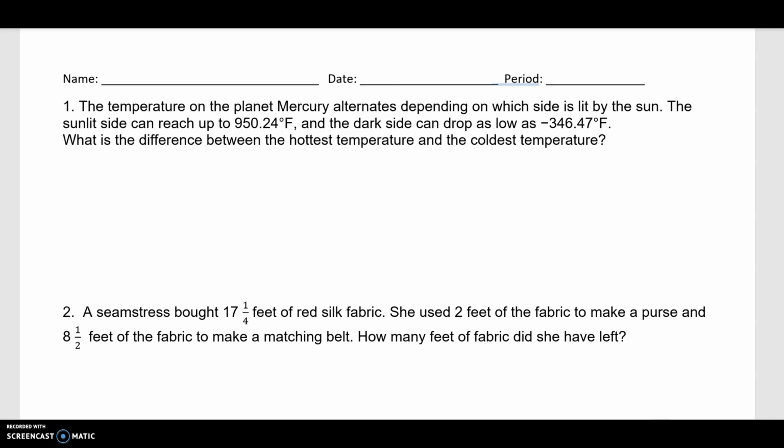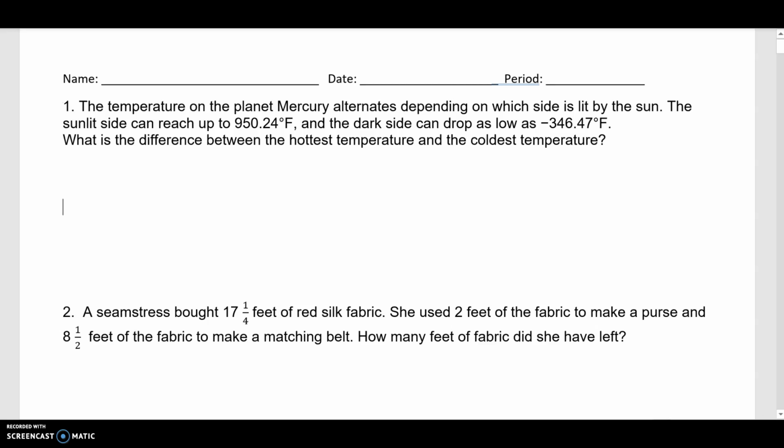So let's get started with number 1. Number 1 says the temperature on the planet Mercury alternates depending on which side is lit by the sun. The sunlit side can reach up to 950.24 degrees Fahrenheit, and the dark side can drop as low as negative 346.47. What is the difference between the hottest and coldest temperature?